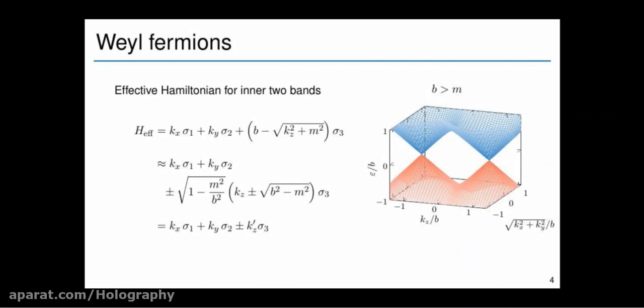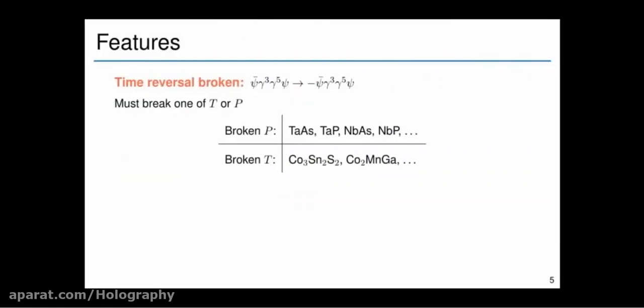There's a plus or minus sign corresponding to which of the two Weyl nodes you're at, and that just means that the two Weyl nodes have opposite chirality. So the excitations around one of them are a left-handed Weyl fermion, and around the other it's a right-handed Weyl fermion. Okay, so this model illustrates some key features of Weyl semimetals more generally.